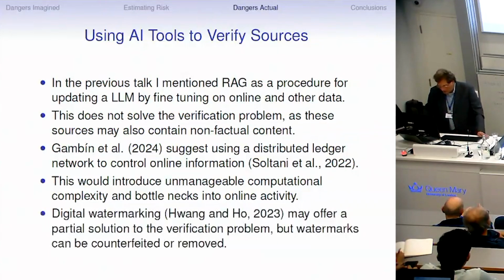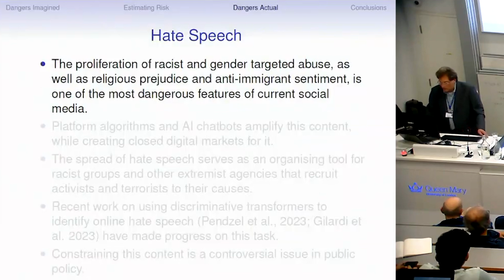A more hopeful idea is digital watermarking, where you put a digital code in a source, and that allows you to verify where it came from. And lots of companies are on that. It's been around for a while. Of course, these watermarks can be counterfeited or they can be removed, but they do offer at least one line of defense, and it's worth looking into rendering them more secure.